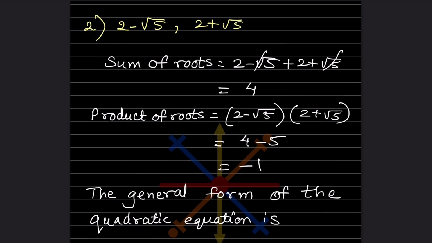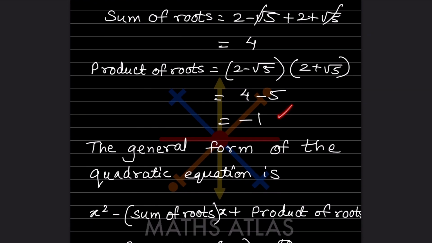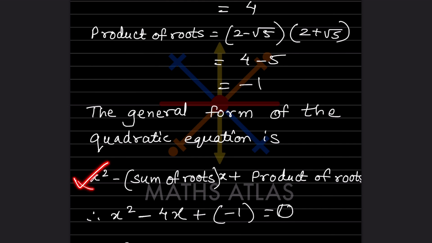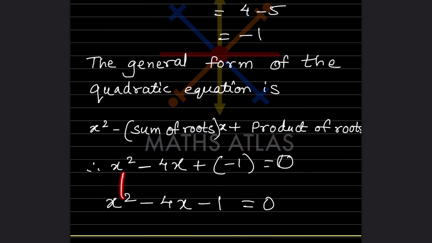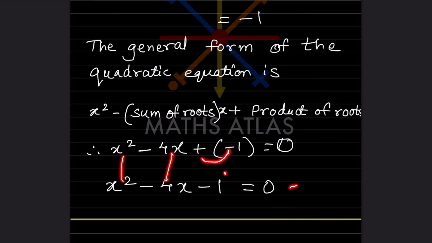After getting the sum of roots and the product of roots, we can look at the general form of the equation. We can put here in place of sum of roots 4, and here minus 1. So when you expand this one, we get x squared minus 4x minus 1 equals 0.